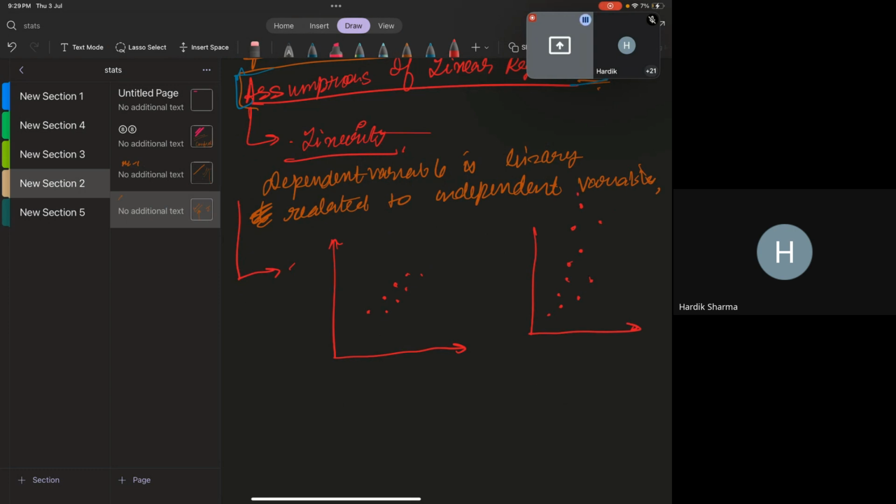Which data does follow kind of linearity? First one. This is kind of x square. This is x. Clear, everyone? So linear regression will not work on this data. It will work good on this data.